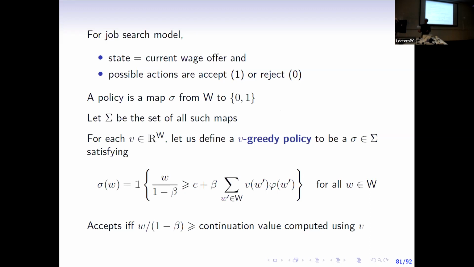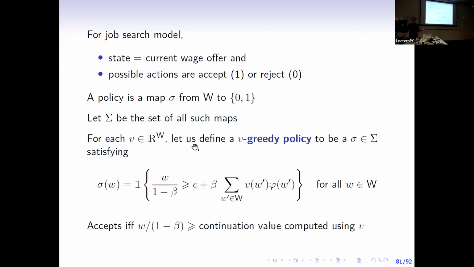So we've now agreed that a policy is a map from states into actions. And for our job seeker, that means that we're going to have a map that takes the current wage offer and gives us a binary decision. It's just a 0-1 instance. It's a very small action space. That's why I chose this problem to illustrate this. It's a simple problem. The policy is just a map from wage offers into 0-1. You either accept or reject. Capital sigma is going to be the set of all policies.